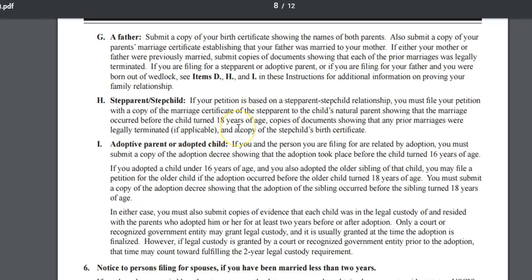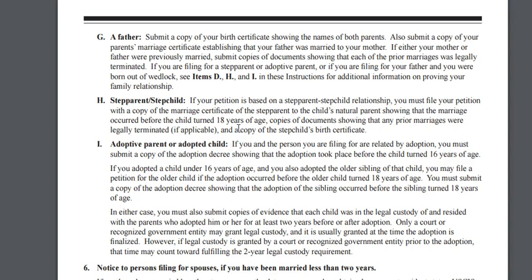Okay, so that's basically what I wanted to show you, the different kinds of documents to submit when filing a green card, what we call permanent residence, for your family member. But remember, you need to translate any civil document that is in a foreign language and get it notarized. Okay, I hope this was helpful.